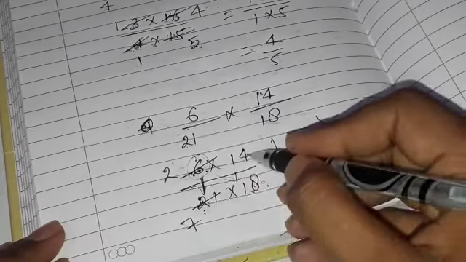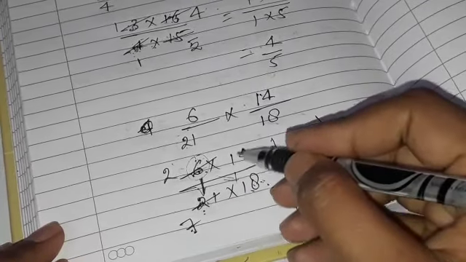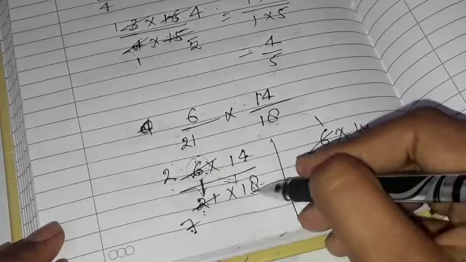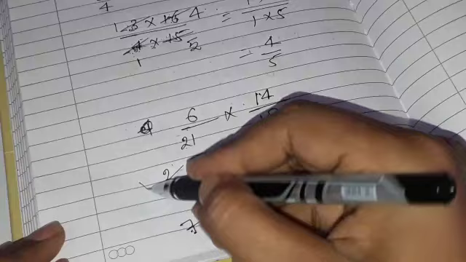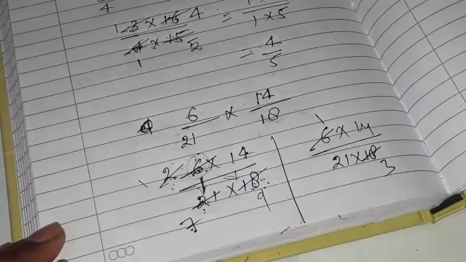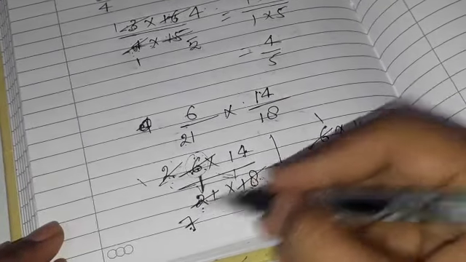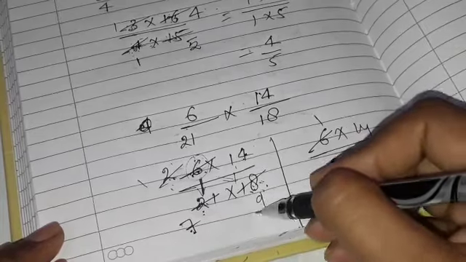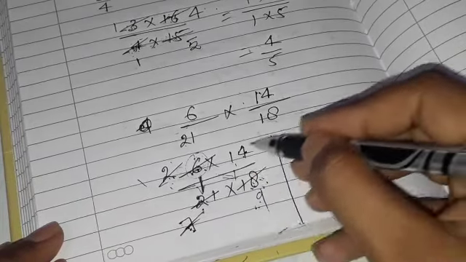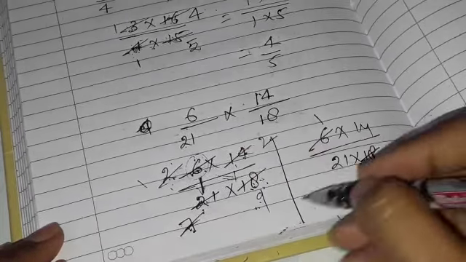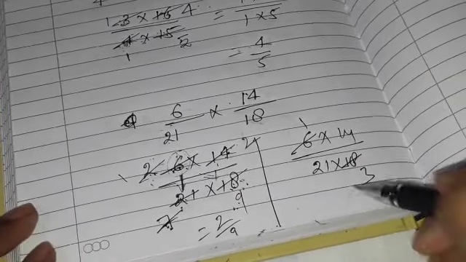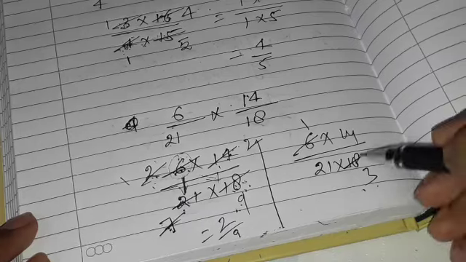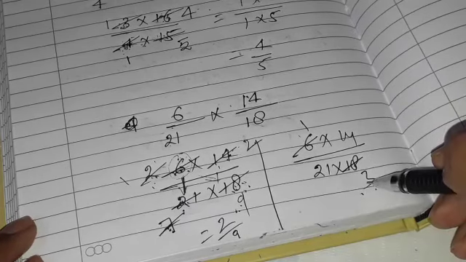Now class, if I am talking about 7 and 14, or we can say 2 and 18, there is a relationship between 2 and 18 also. 2 1s are 2, 2 9s are 18. And if I am talking about 14 and 9, there is no relationship, but 7 and 14, 7 2s are 14. So the answer is 2 upon 9. And class, this is your answer. 6 1s are 6, 6 3s are 18.